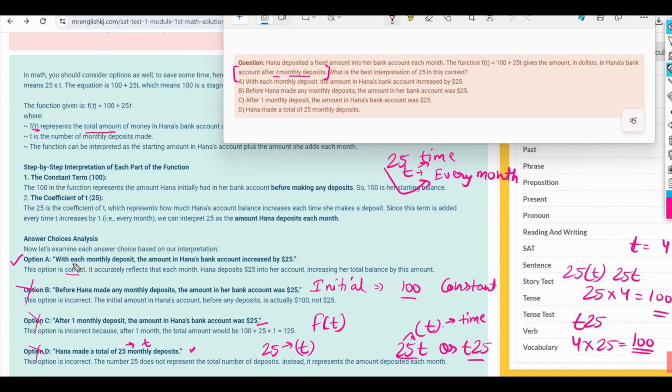With each monthly deposit, the amount in Hana's bank account increased by 25. I hope you get it. If not, you can rewatch it. What else can you do?